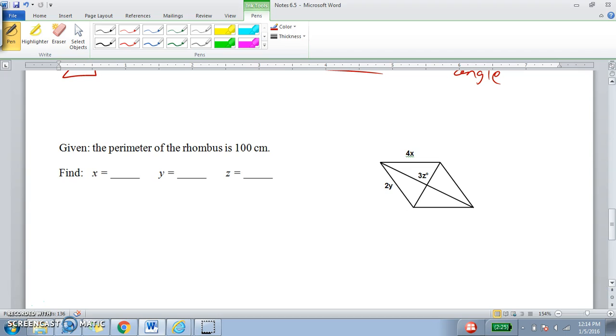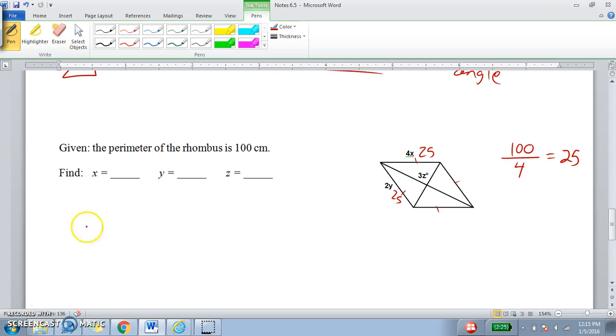This example here, we are given the perimeter of the rhombus is 100 centimeters. So all the way around here, these 4 sides add up to 100. For a rhombus, we know that all 4 of these sides are congruent to each other. So if I've got 4 sides and they all add up to 100, to find what each one is, I would just divide 100 by 4. And I would get 25. So I know each of these pieces is 25.